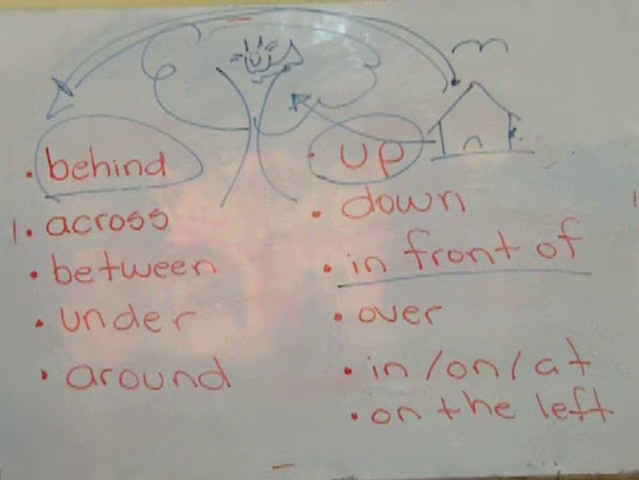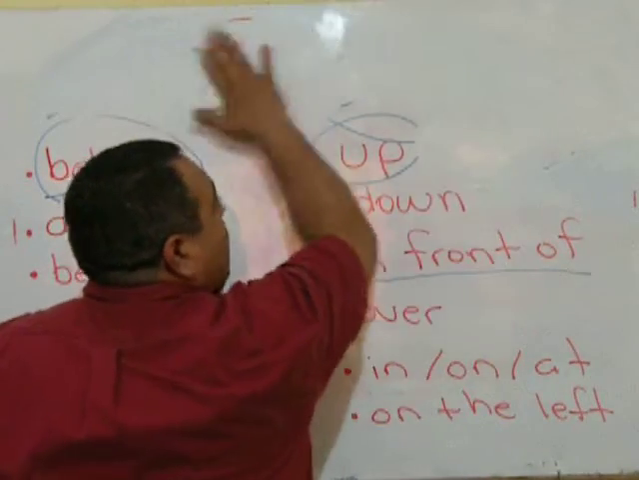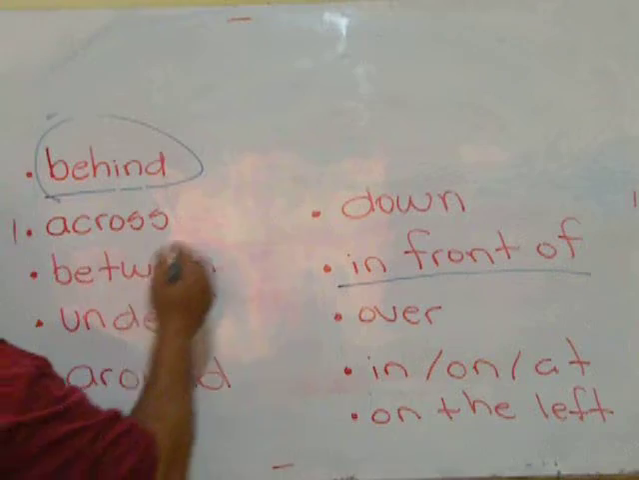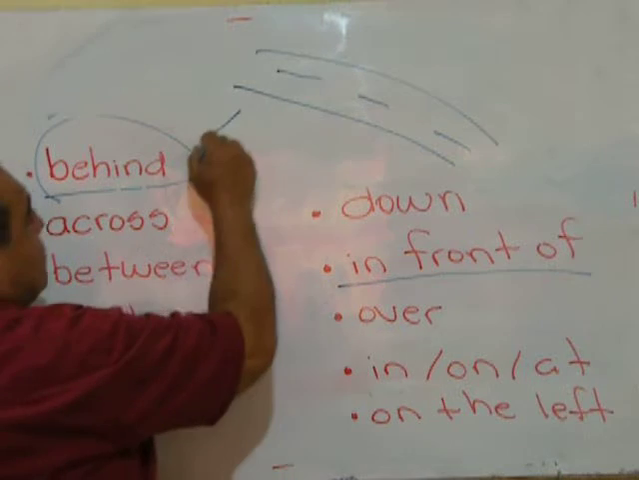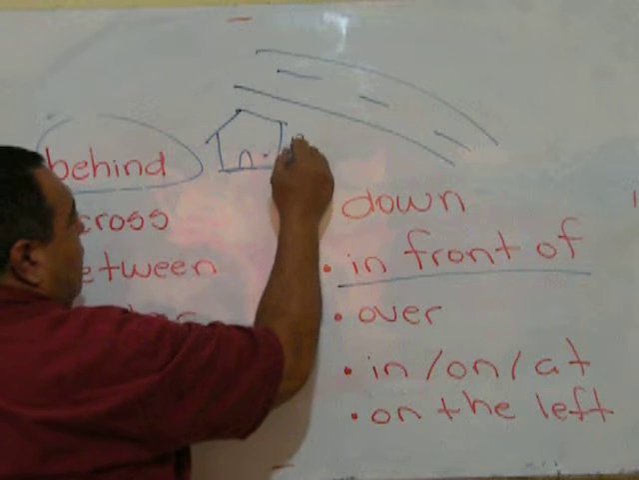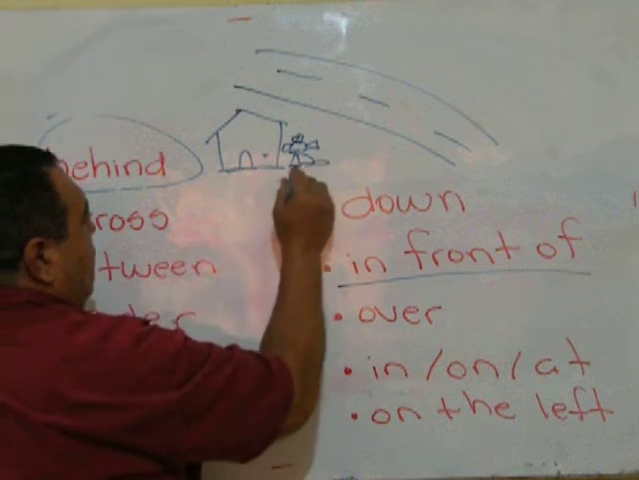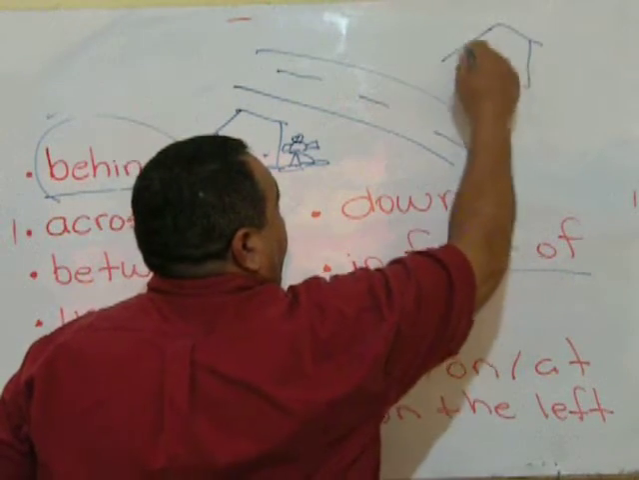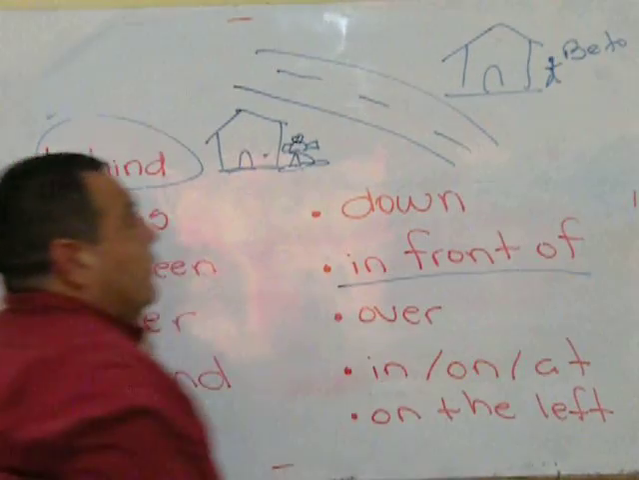Now, let's continue with our examples. I'm trying to make this simple for you. I'm sorry if I'm turning my head. For example, this is the road. And this is me. This is my house. And this is Beto. Okay?